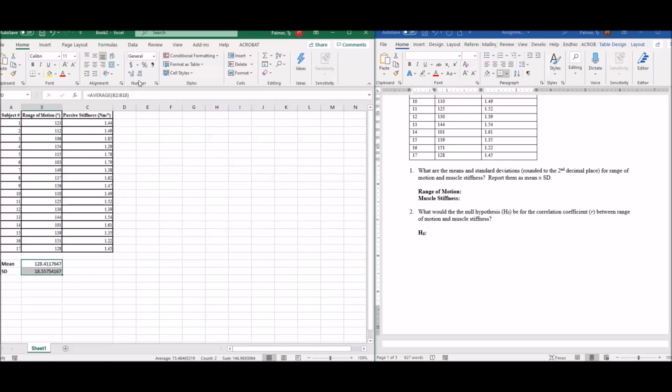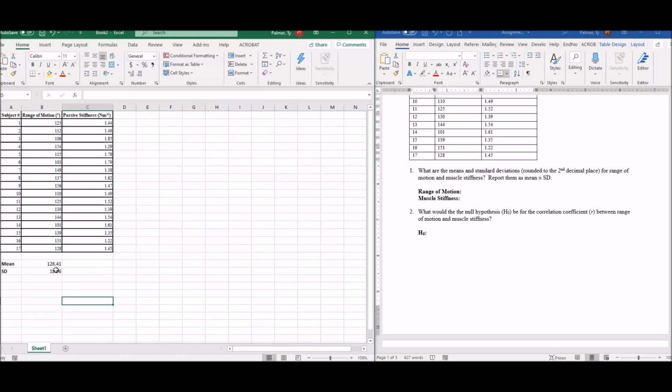If we go up here to the top and we go to this value, decrease decimal, click on it, notice how the decimal places are decreasing now in the cells that I have highlighted. And I'm going to go all the way to the second decimal place. Notice, what does that mean, rounded to the second decimal place?